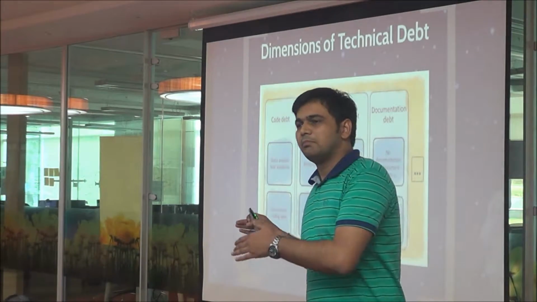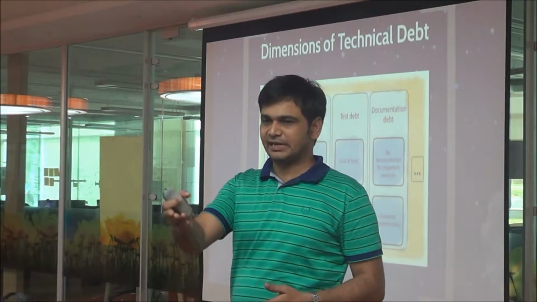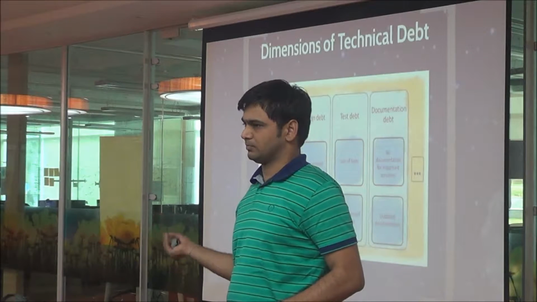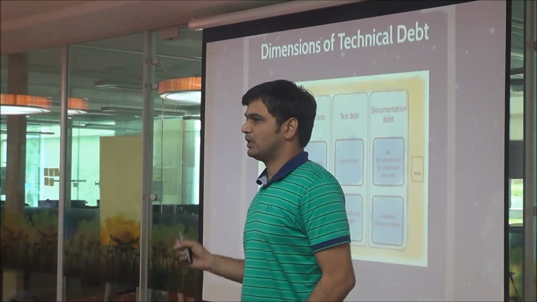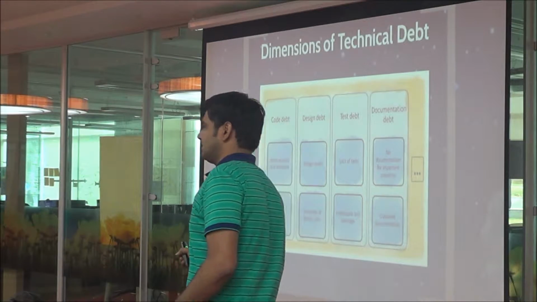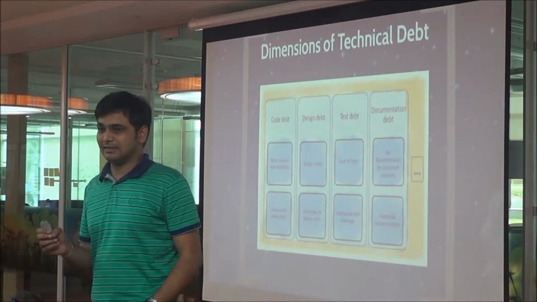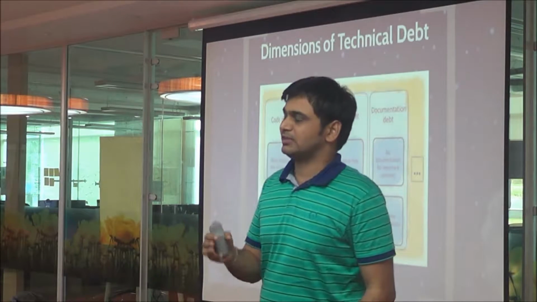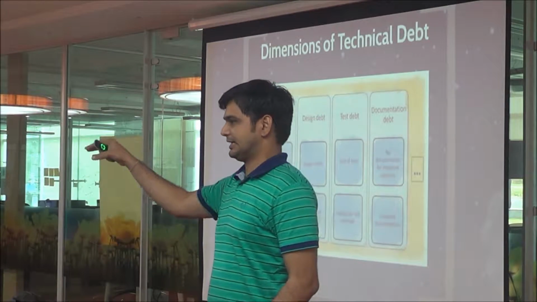And there are many other dimensions of it. For instance, technological debt is one, configuration debt is another, and many more. Here, one more important thing, a mistake which many people make, is that they classify or put defects also in the technical debt category.